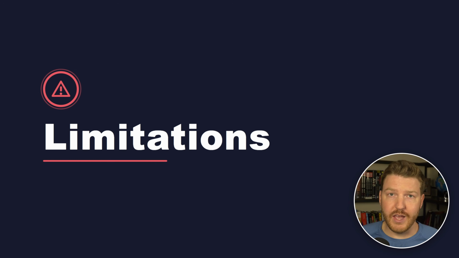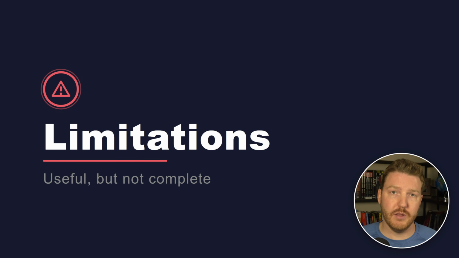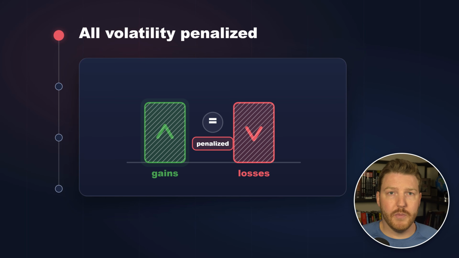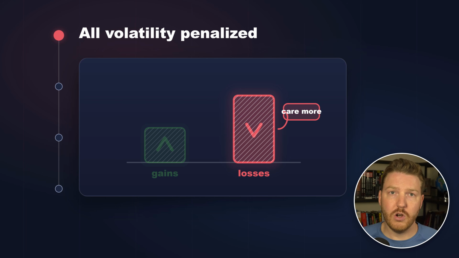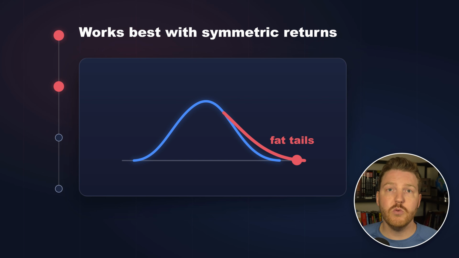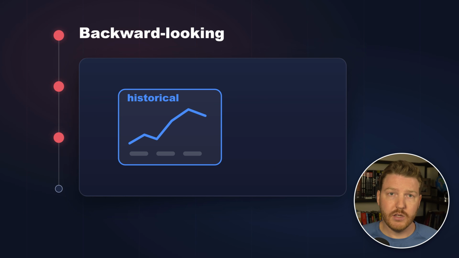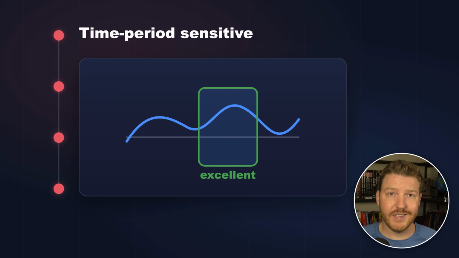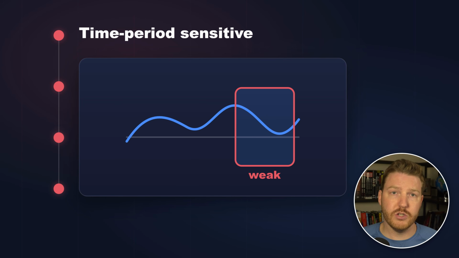But before you start screening everything by Sharpe ratio, you need to know its limitations. First, it treats all volatility as bad, but most investors care more about losses than unexpected gains. Large upside moves can increase the volatility penalty too. Second, standard deviation works best when returns are reasonably symmetric. With fat tails or skewed returns, it can miss risks that may matter to you. Third, it's backward looking. A great historical Sharpe ratio doesn't guarantee future performance. And fourth, the time period matters. The same fund can look excellent or weak depending on which years you measure.